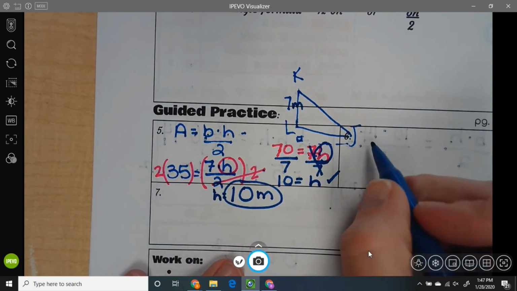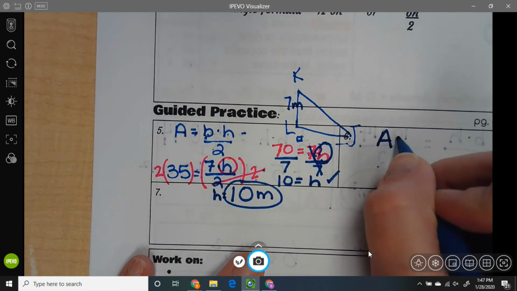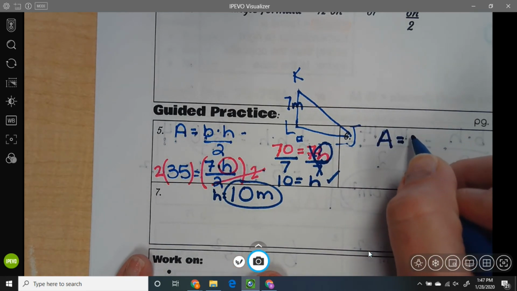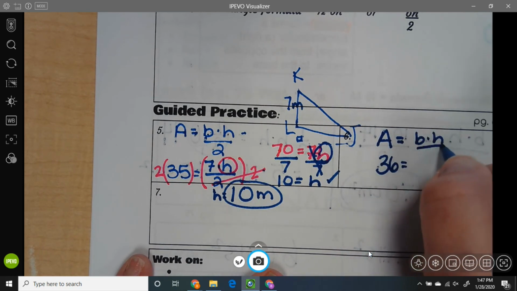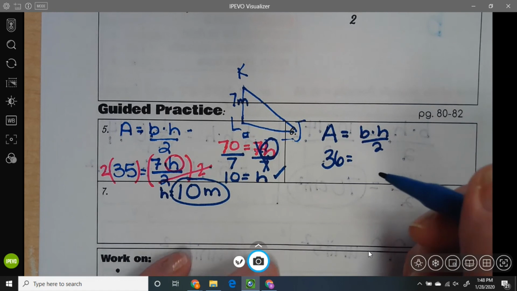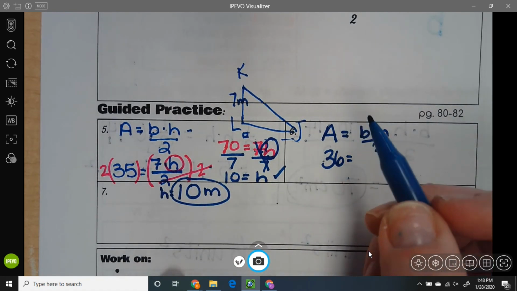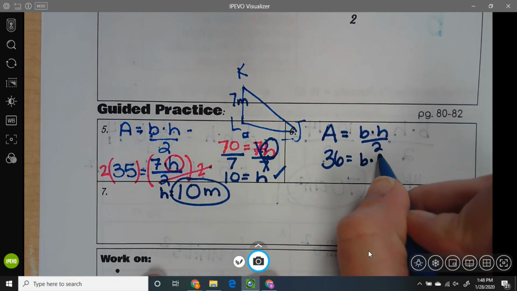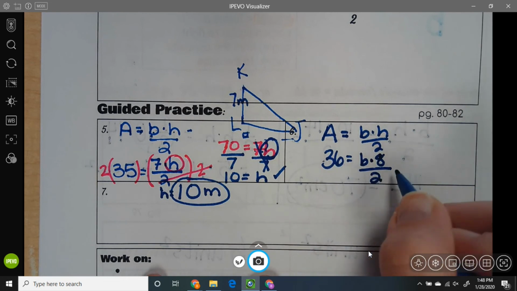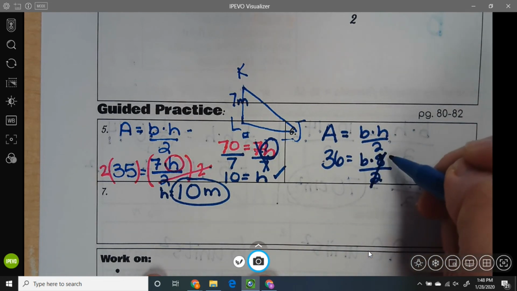So for instance, number 6, it says the area is 36 square inches. So we know base times height divided by 2. And it tells us we don't know the base, but we know the height. So we have 8 divided by 2. Okay, you can also do this and simplify it this way. So it would be 8 divided by 2 is 4.